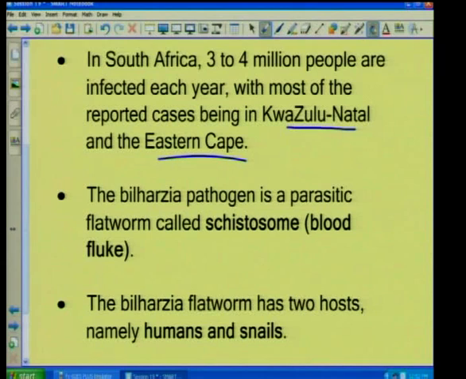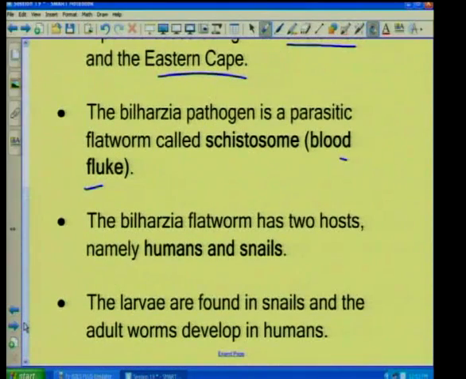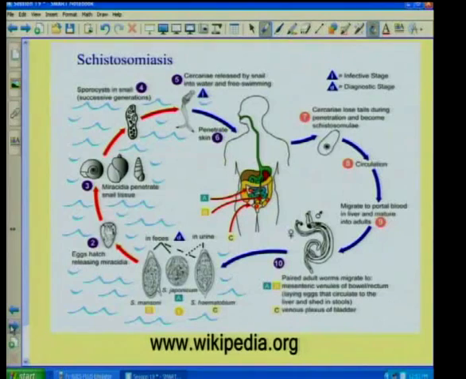Why? Well, bilharzia is a pathogen, and it's a parasitic flatworm, and we call it the liver fluke, or you can call it schistosome. The bilharzia flatworm has 2 hosts. It's got the human and the snail. Here's a life cycle of the bilharzia, liver fluke, blood fluke, all the same thing. This is what we have.